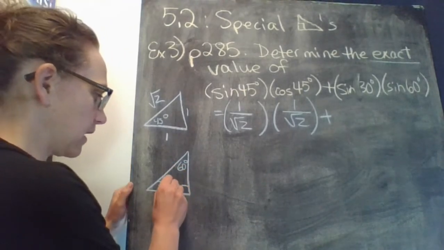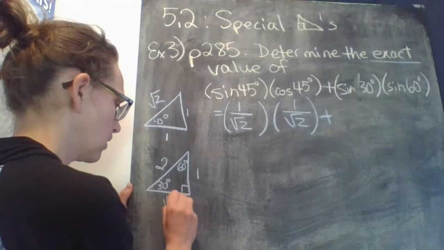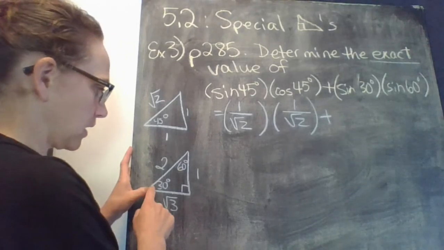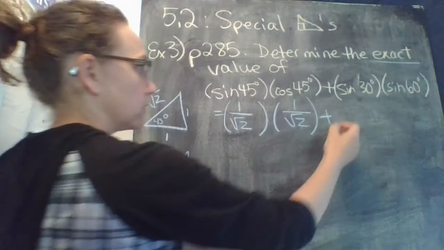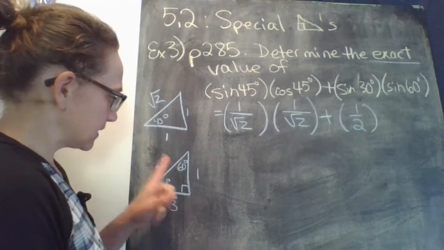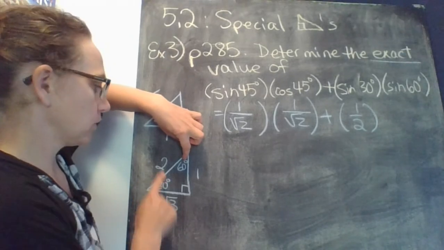So the smaller angles, looking at the smaller side, so there's my 1, my 2, and my root 3. So sine of 30, so there's my 30, so that means opposite over hypotenuse. So that's 1/2. Sine of 60, so if I look up at the 60, opposite over hypotenuse, so that's root 3 over 2.